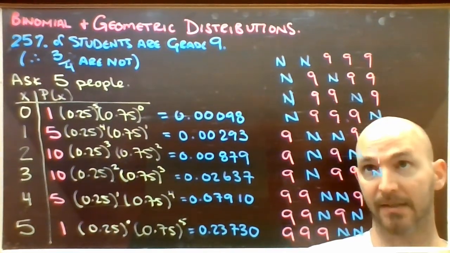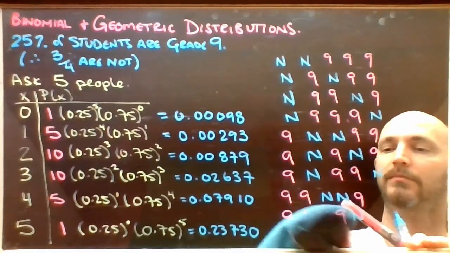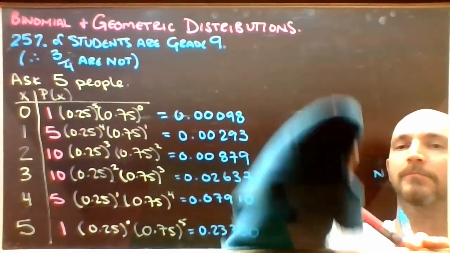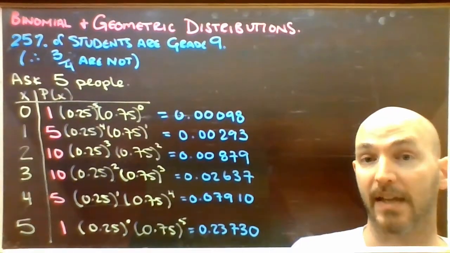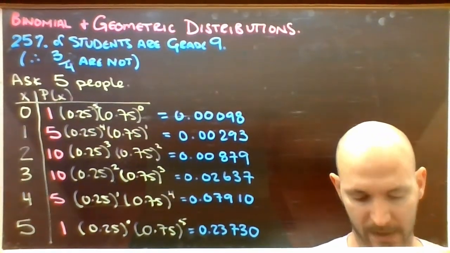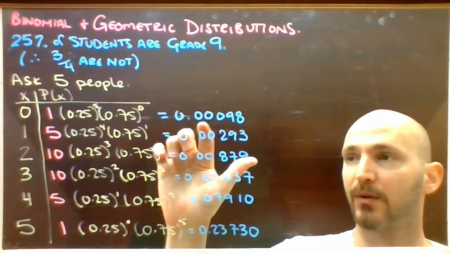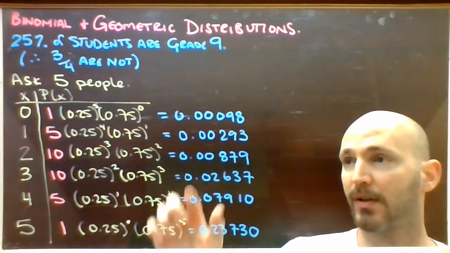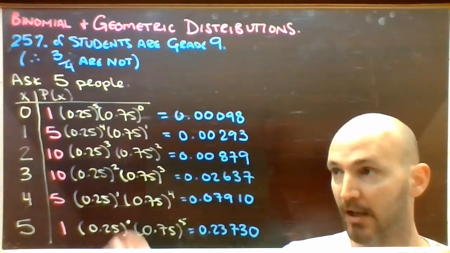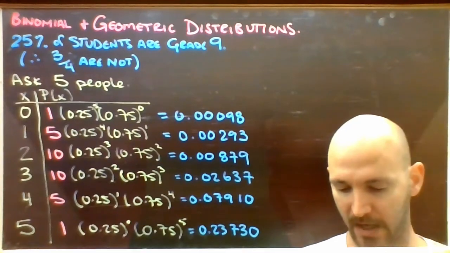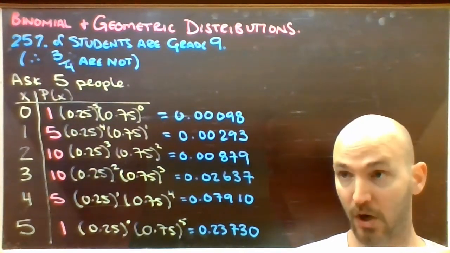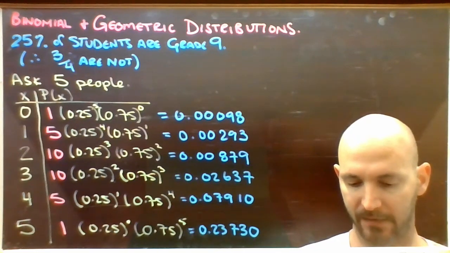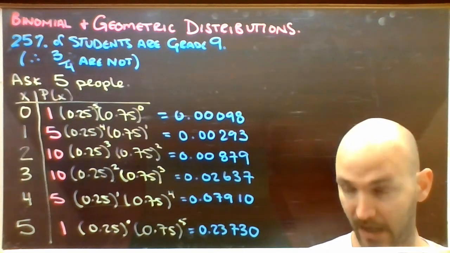I'm going to erase this mess here. We're going to fix these numbers because they're not quite right. This value here was okay because it's that multiplied by 1. That's not going to cause a change. But this one should have been multiplied by 5. So let's try that. 0.00293 multiplied by 5 gives me 0.01465.